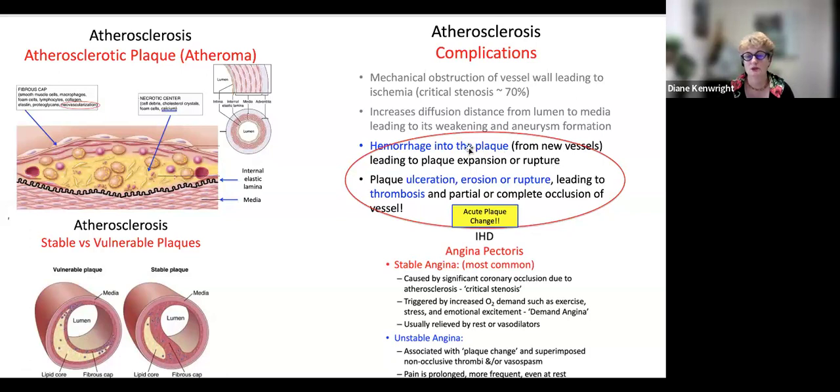So hemorrhage into the plaque by new vessels that form in it, and also plaque ulceration or rupture leading to thrombosis leads to unstable angina and MI. Have a look at your old slides.